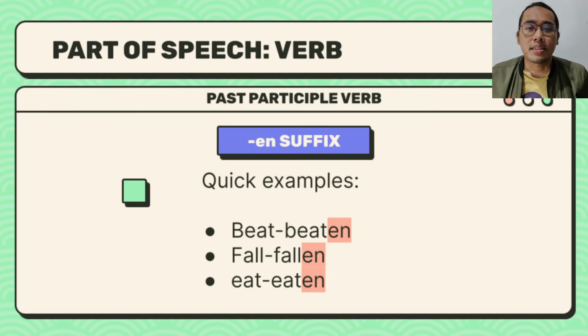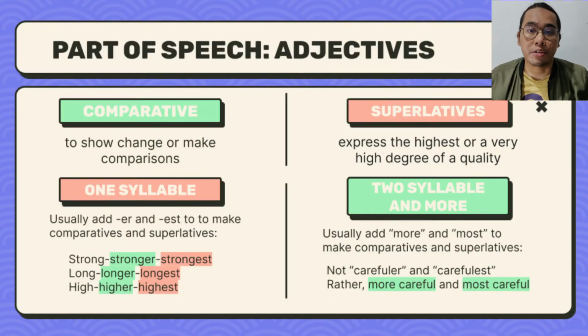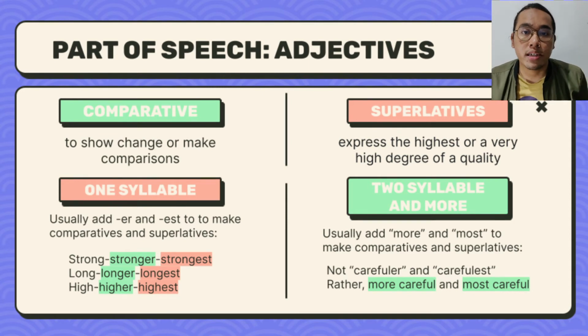And the letters en to mark past participle verbs, such as the words beat, beaten, fall, fallen, and eat, eaten. Whereas for adjectives, there are 2 types of forms, namely the comparative form, to show change or make comparisons, and the superlative form, to express the highest degree of equality. We usually add er and est to one-syllable words to make comparatives and superlatives, such as the words long, longer, longest, high, higher, highest, and strong, stronger, strongest.